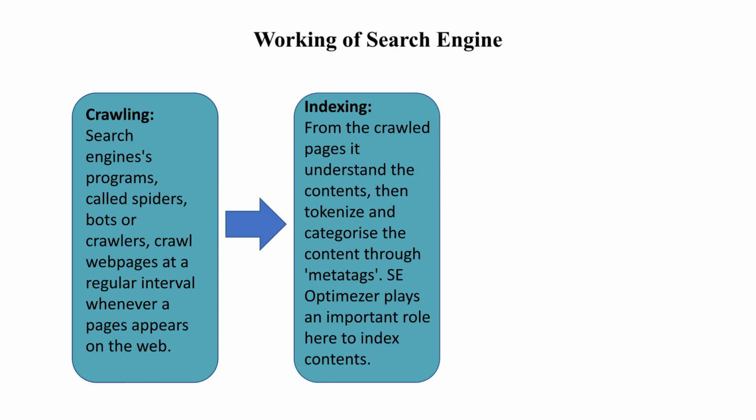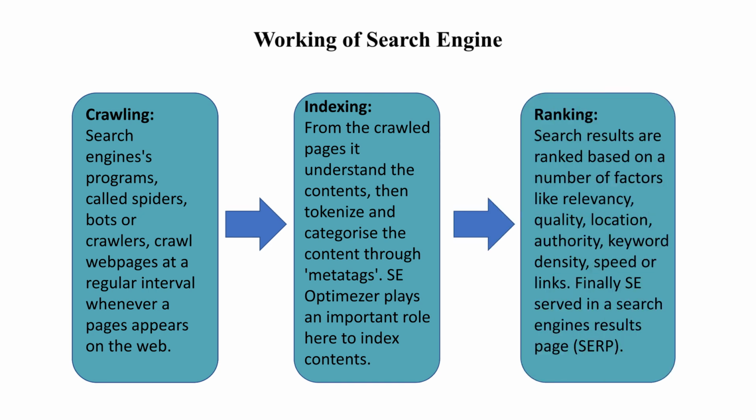Search results are ranked based on a number of factors like relevancy, quality, location, authority, keyword density, speed or links, and finally search engines serve them in a search engine result page, acronymically known as SERP. This result page contains all the results that the web crawler and the indexer throw up to display.